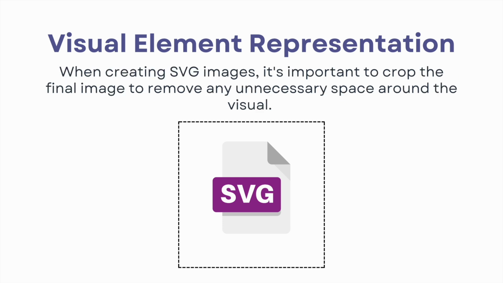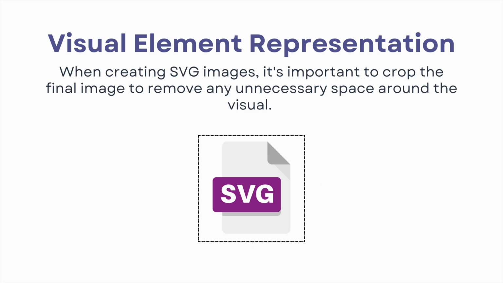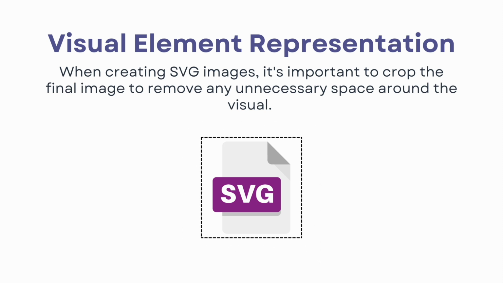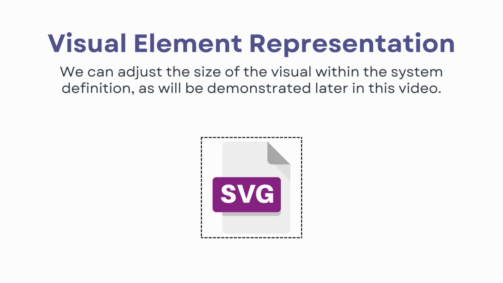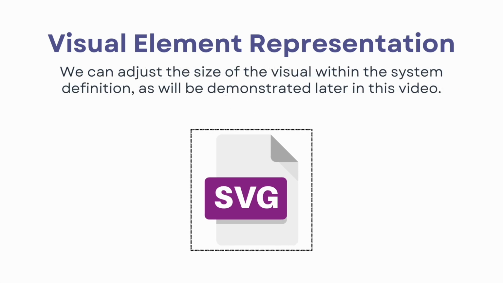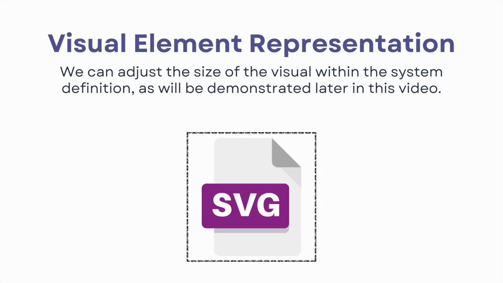When creating SVG images, it's important to crop the final image to remove any unnecessary space around the visual. Extra space increases the overall size of the visual element, which can affect its presentation and scaling. We can adjust the size of the visual within the system definition, which will be demonstrated later in this video.